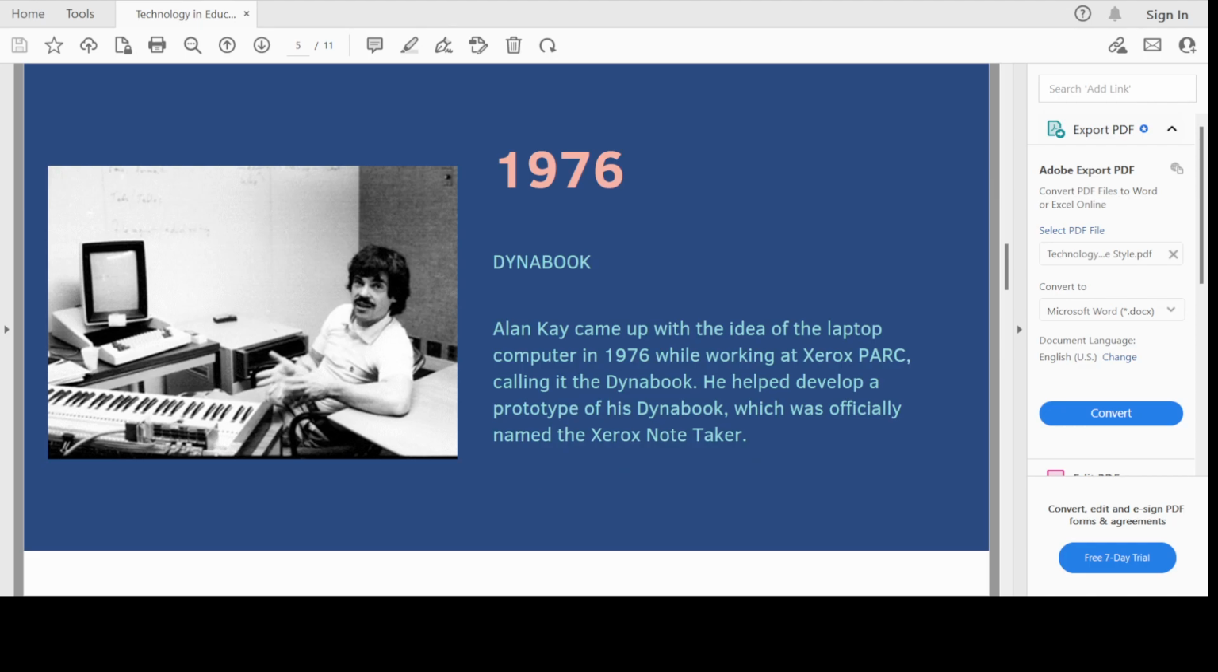1976, the Dynabook. Alan Kay came up with the idea of the laptop computer in 1976 while working at Xerox PARC, calling it the Dynabook.